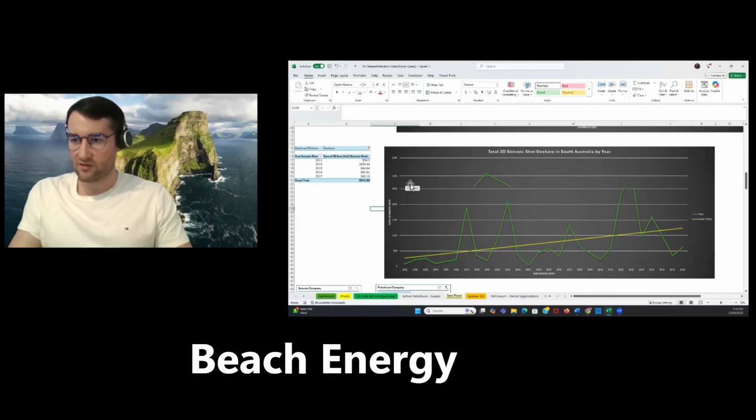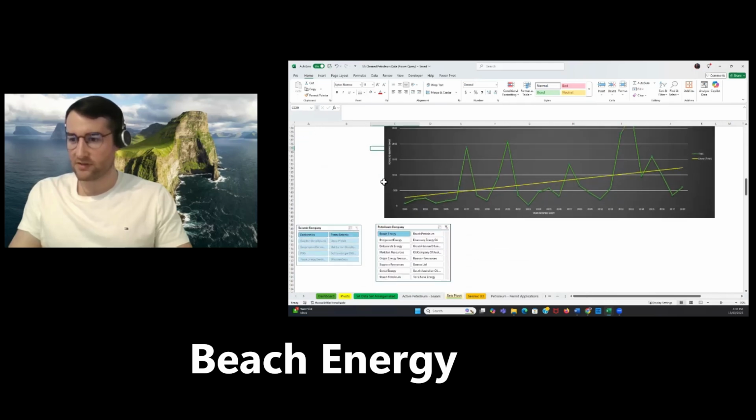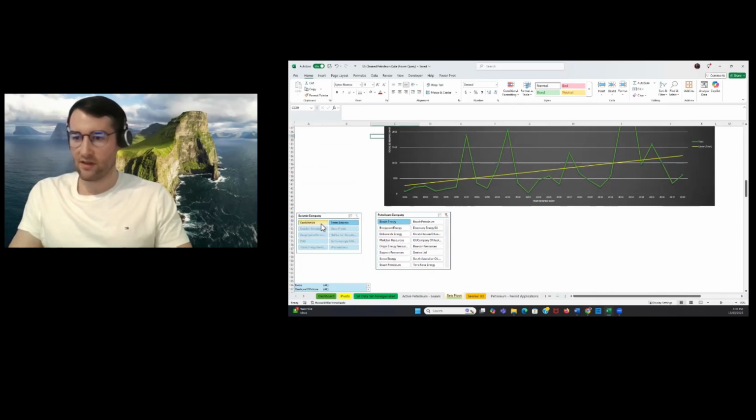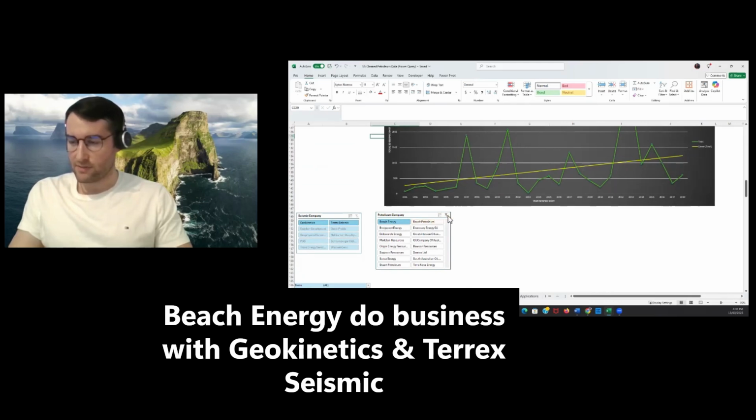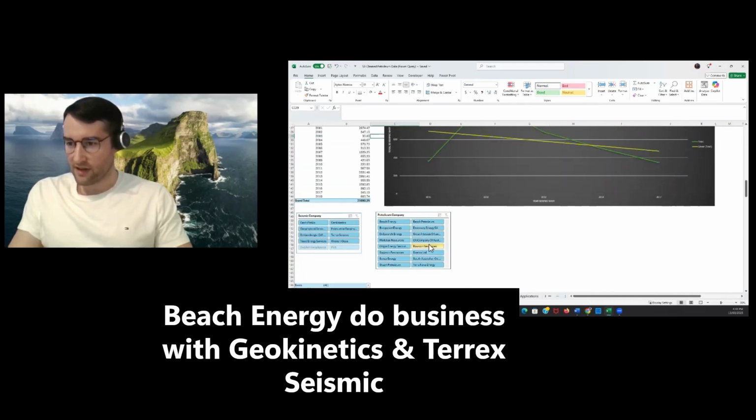2,915 square kilometres of seismic being shot. They do the majority of their contracts with Geokinetics and Terex Seismic. There's Beach Petroleum too. I don't know if that's a different company or not.